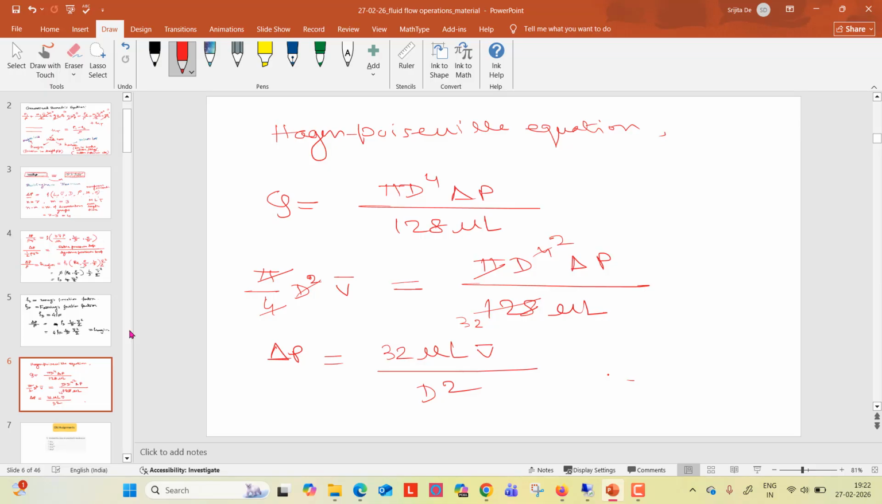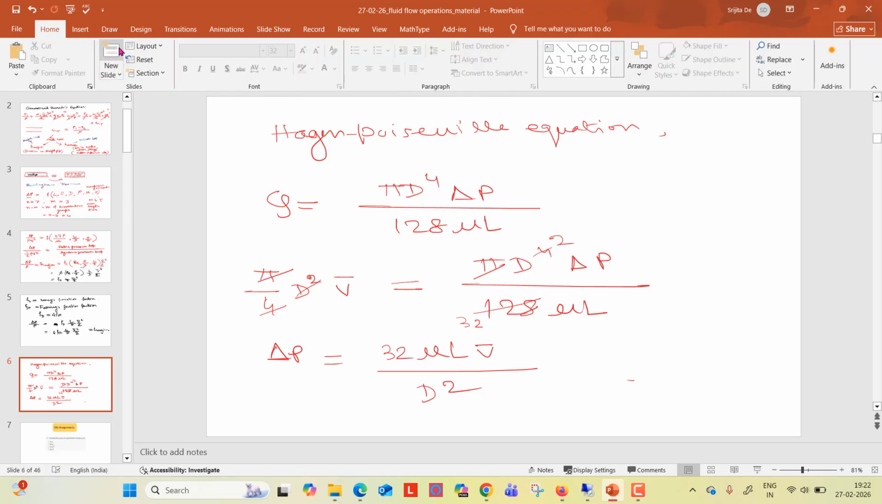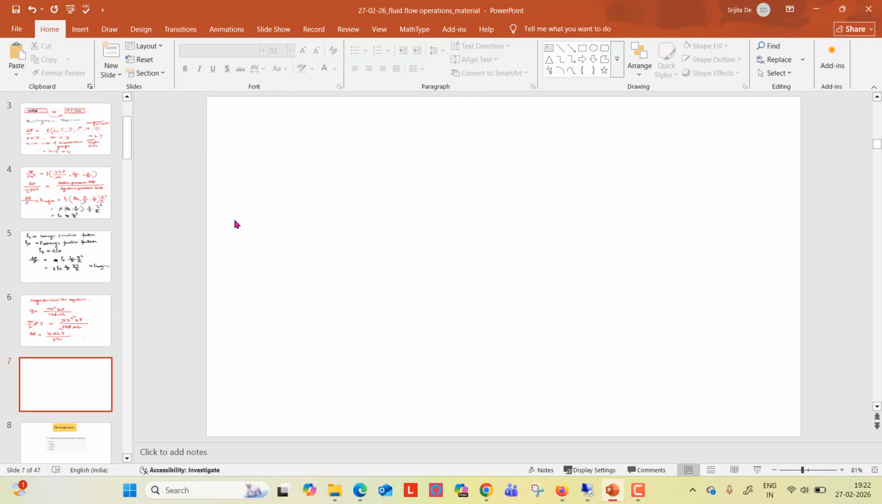This is the pressure drop equation in a circular pipe channel for a viscous fluid. Now, if you want to divide it by rho, to get delta P by rho, because we want to calculate the major head loss, delta P by rho means this will be divided by rho: 32 mu L V by d square rho. Now, if you just rearrange the terms, what will come?